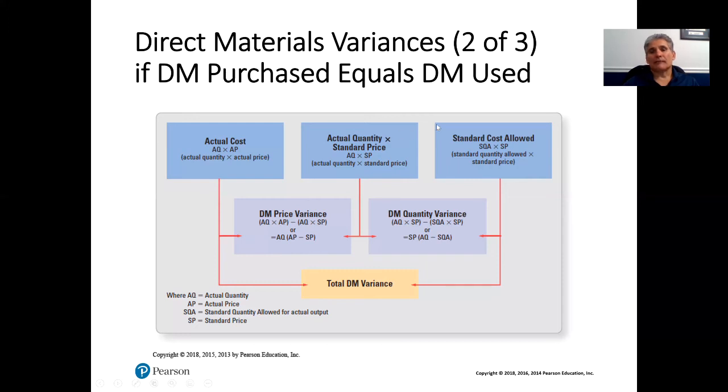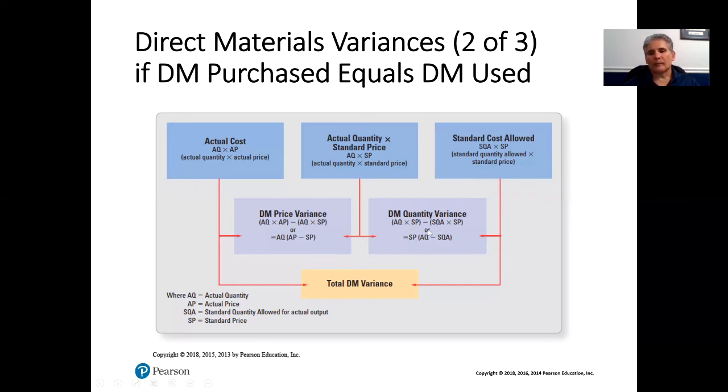Now we're going to look at our volume variance, or our quantity variance. What's the quantity variance? Same kind of deal. We're going to use AQ times SP, the actual quantity times the standard price, and compare that to the standard quantity allowed times the standard price. Now the standard price is the same. All we're really looking at is the actual quantity versus the standard quantity allowed.